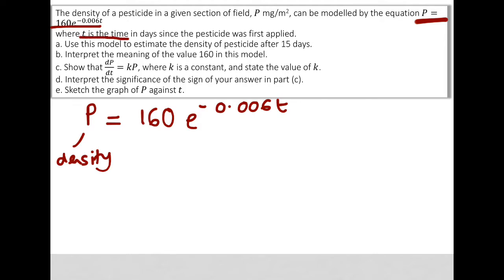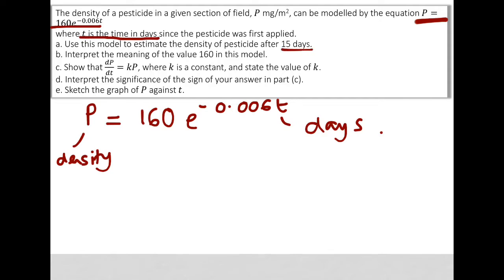That's quite important because as these questions get more difficult, they'll say it's the time in days and then they will ask you for a month, and that's quite hard because it's got 28 days, 30 days, 31 days, or even 29. They will write it in a different unit. And what I find people do is they don't check which unit we are working in. So remember that T is in days. That's really important. And part A says use this model to estimate the density of the pesticide after 15 days.